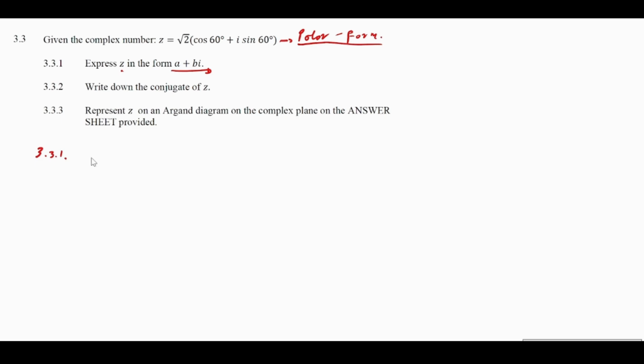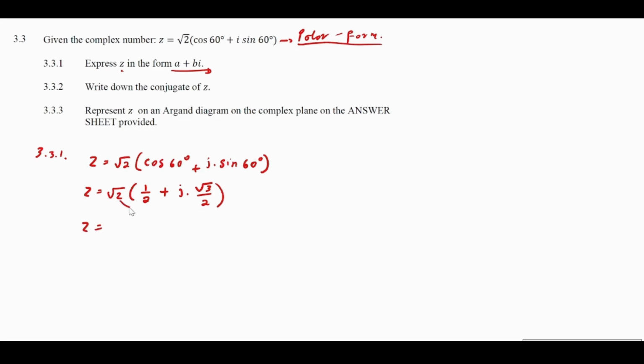3.3.1. z, which is given in this form, we're going to change it. So we're given the square root of 2 into the cosine of 60 degrees plus i, multiply that by the sine of 60 degrees. z is going to be root 2 into, then you press your calculator here, guys. The cosine of 60 degrees is going to give us 1 over 2 plus i multiplied by the sine of 60 degrees is going to give us the square root of 3 over 2. And then you remove the brackets.